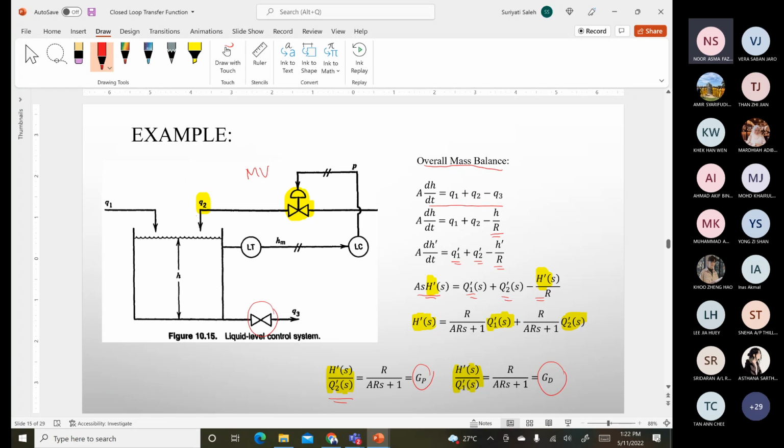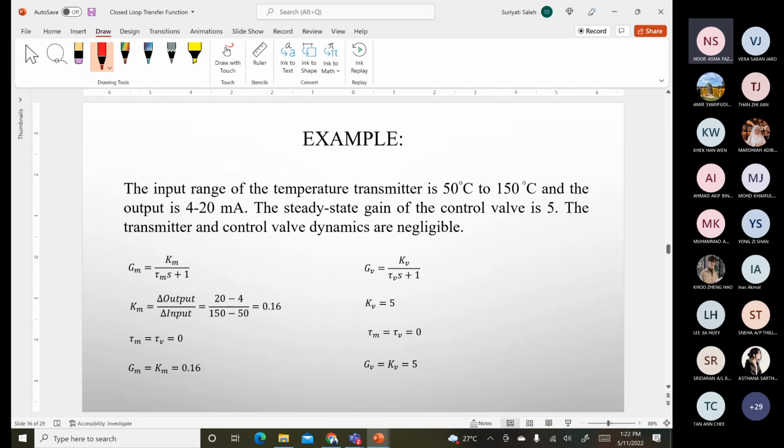So it's like that, how to obtain the GP and the GD, and how to differentiate. If you have two transfer functions, which one is the GP and which is the GD is based on which variable will be your manipulated and which variable will be used as your disturbance. Alright, that one is for the GP and the GD. Now, we take a look at this example.